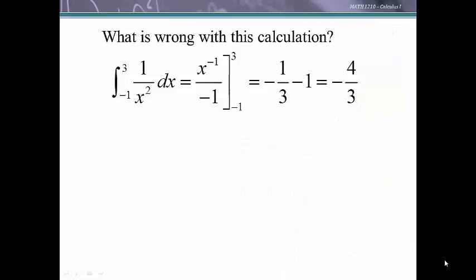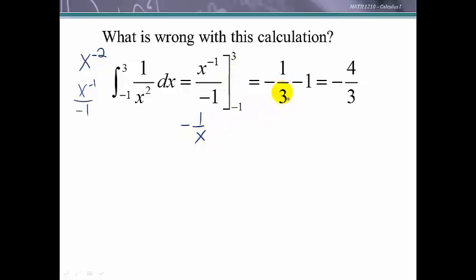What's wrong with this calculation? We have the integral from -1 to 3 of 1 over x squared dx. Well, if I looked at 1 over x squared, I could express that as x to the -2. If I'm thinking of an antiderivative, it would have been 1 higher power, and then we divide by this. And oh, that's exactly what I have here, evaluated from -1 to 3. So this would be -1 over x evaluated from -1 to 3.